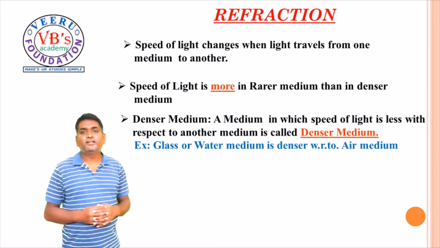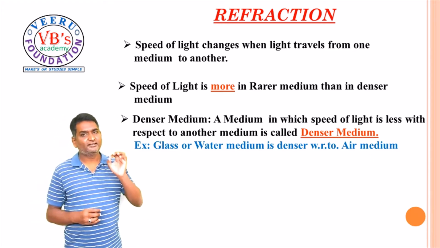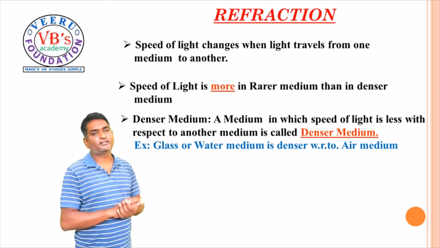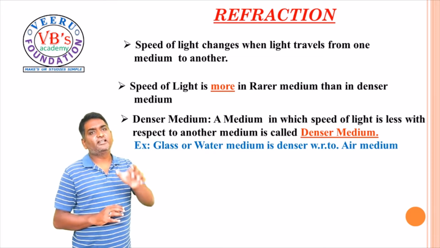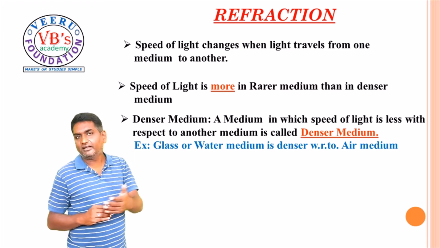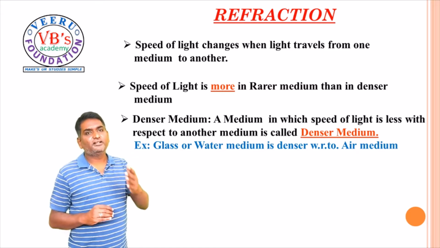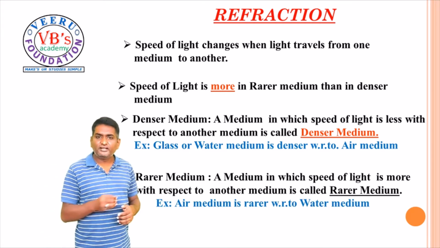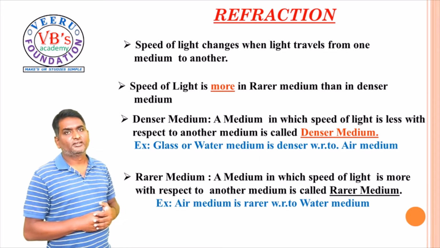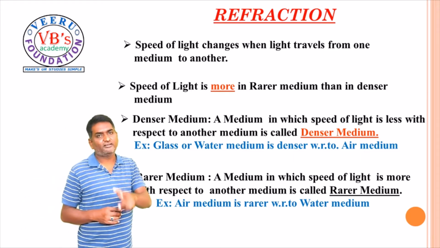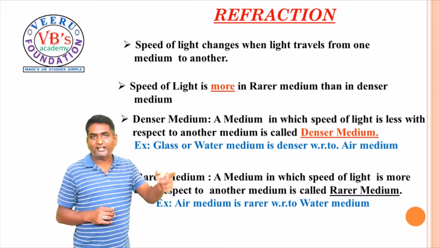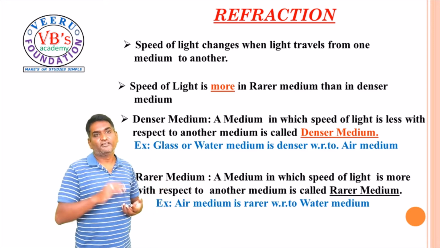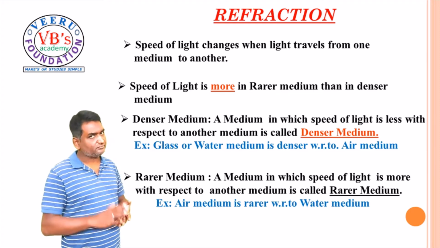A denser medium is a medium in which the speed of light is less. Examples of a denser medium are glass or water. In these two mediums, the speed of light is less than in air. So compared to air, glass or water are denser mediums. Similarly, a rarer medium is a medium in which the speed of light is more. With respect to glass or water, the speed of light is more in air or vacuum. So air or vacuum are rarer mediums compared to water and glass.